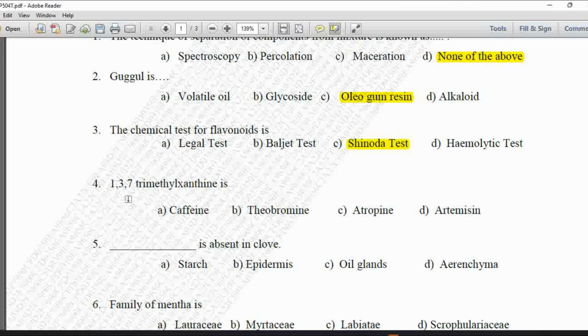Next MCQ, fourth one, 1,3,7-trimethyl xanthine is option A is caffeine, B theobromine, C atropine, and D is artemisinin. Here 1,3,7-trimethyl xanthine is the chemical name of the drug that is called caffeine. So option A is correct.